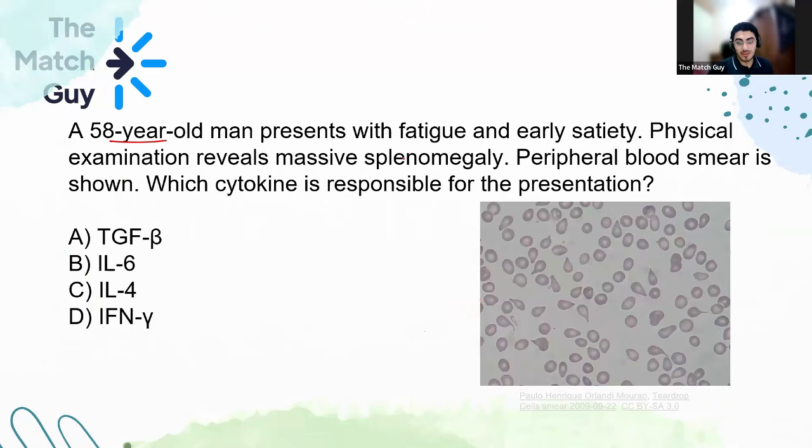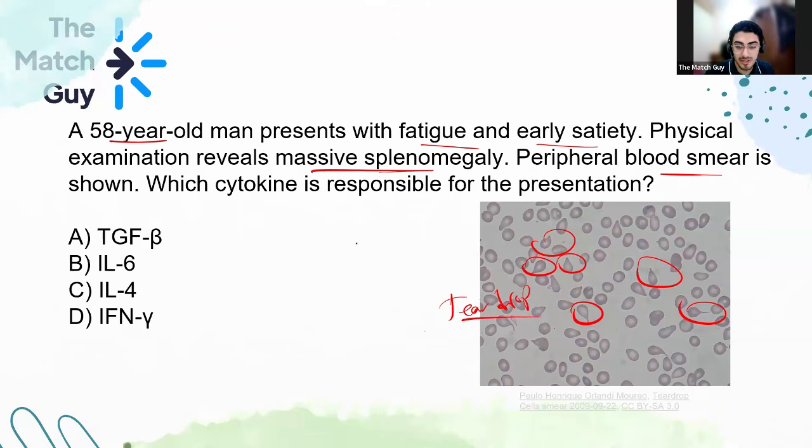All right. A 58-year-old man presenting with fatigue and early satiety. Physical examination reveals massive splenomegaly. Peripheral blood smear is shown. What are these cells in the blood smear? Amazing. These are the teardrop cells. And this is the blood smear finding in patients with myelofibrosis, which is the fibrosis of the bone marrow.